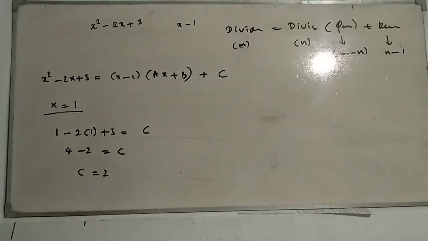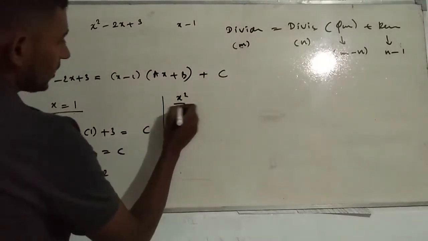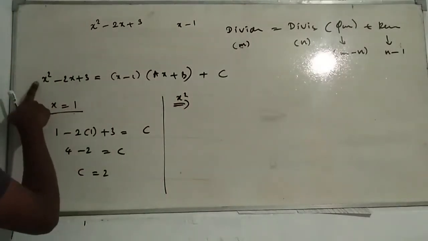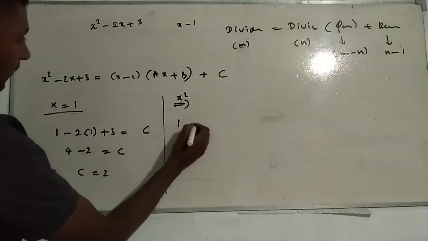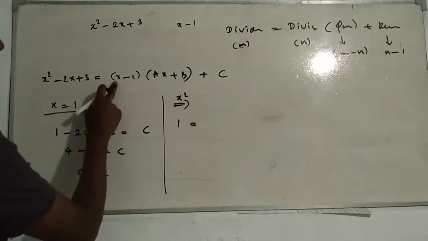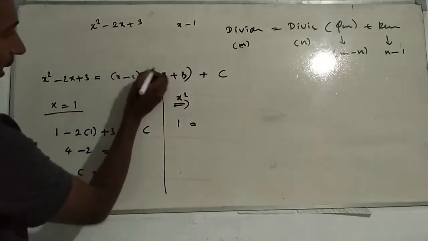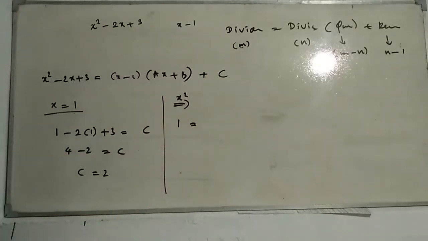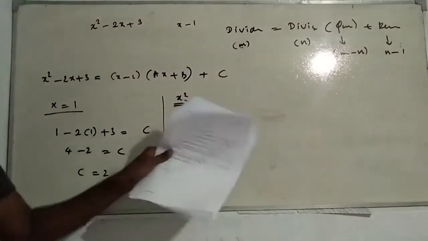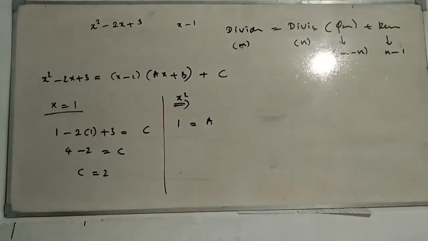Now by considering the terms which have the same degree, I can find a and b. So let's consider the x squared terms. Here the coefficient of x squared is 1. If you look at the right hand side, x times ax, that means a x squared. So the coefficient of x squared on the right hand side is also a, right? Then I can write a is equal to 1.